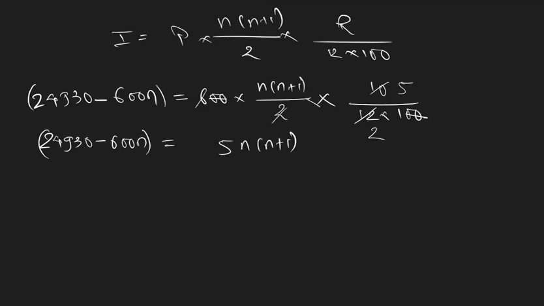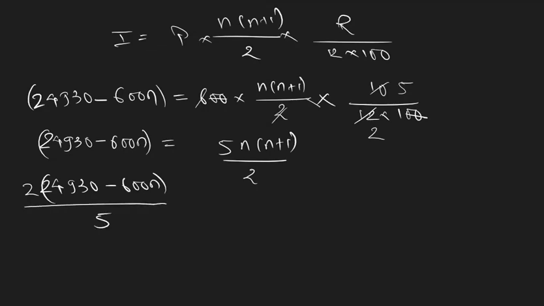So it's going to be 5n bracket n plus 1 the whole upon 2. Somebody is knocking on my door and I'm not going to open. Let's take the 2 over there and 5 also over there. So 24930 minus 600n the whole into 2 the whole upon 5 is equal to n square plus n. I just multiplied n here and took 2 and 5 over there.